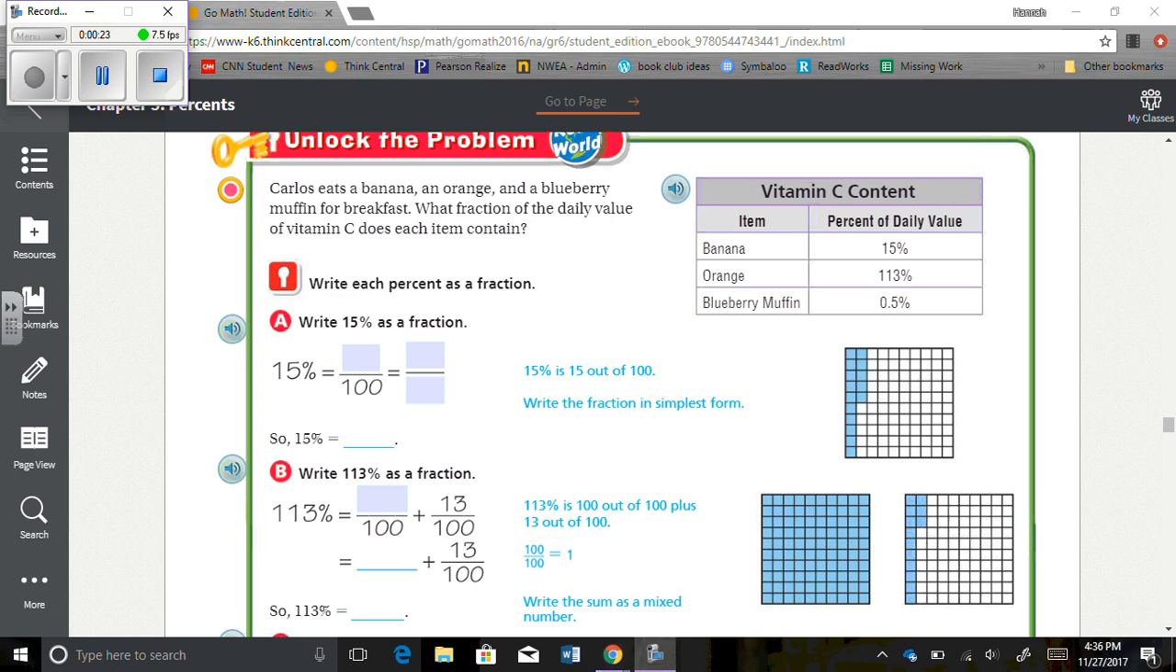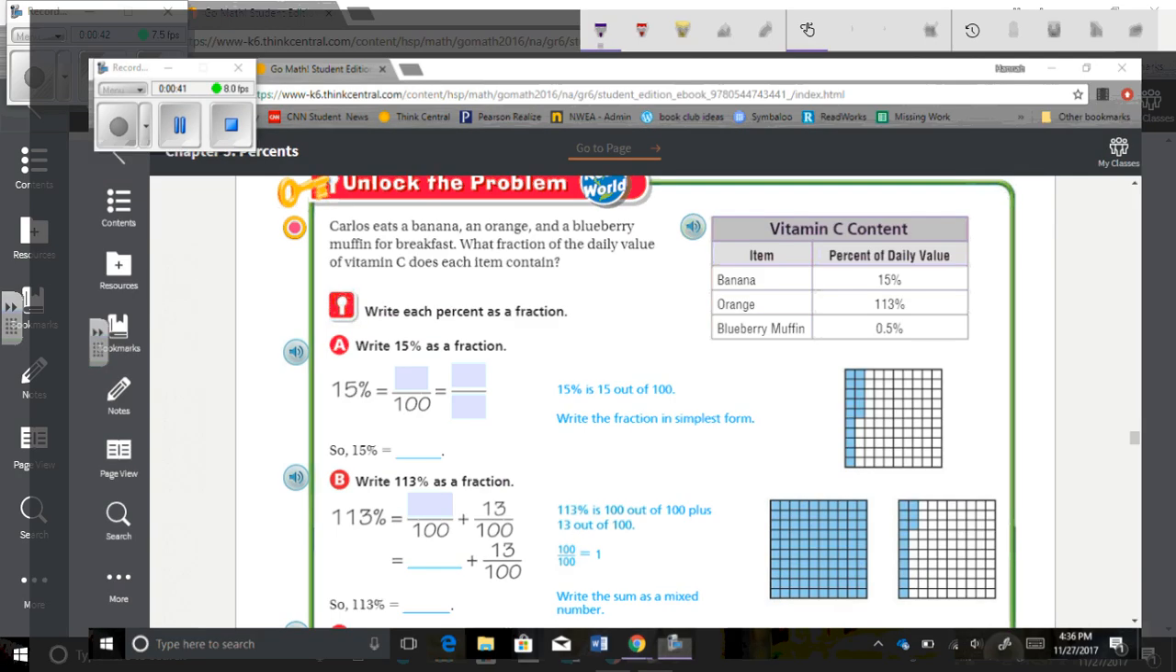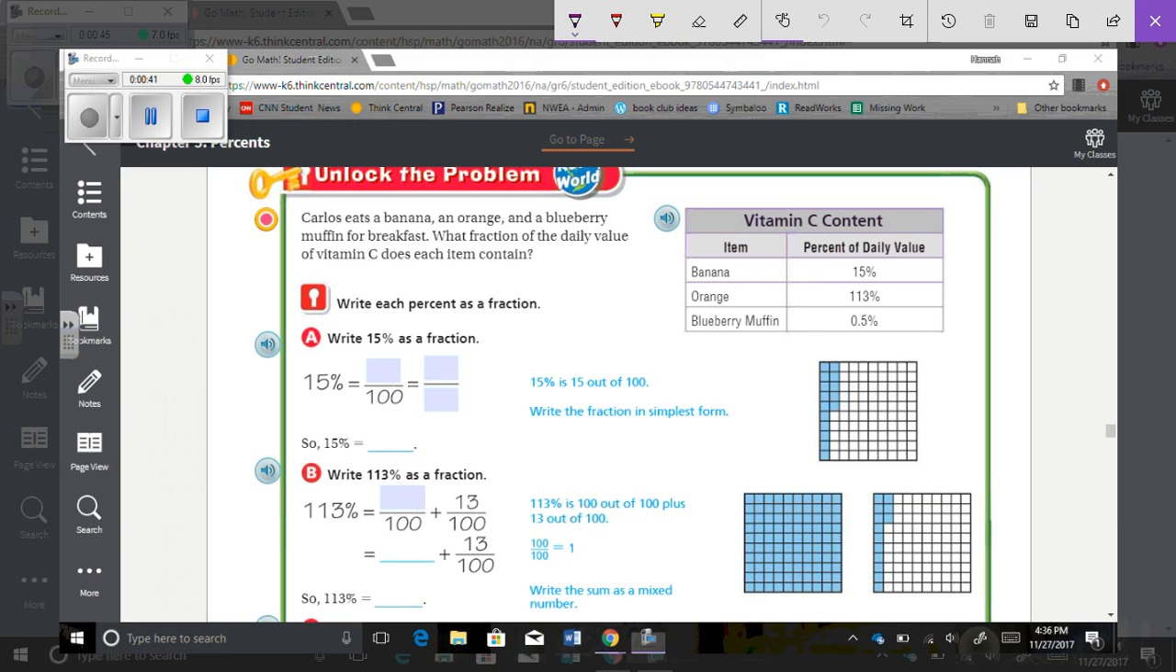So looking at our first problem here, Carlos eats a banana, an orange, and a blueberry muffin for breakfast. What fraction of the daily value of vitamin C does each item contain? So we're going to write each percent as a fraction. The first one we see here is banana, and banana is 15%. So we know that we need to write 15% as a fraction.